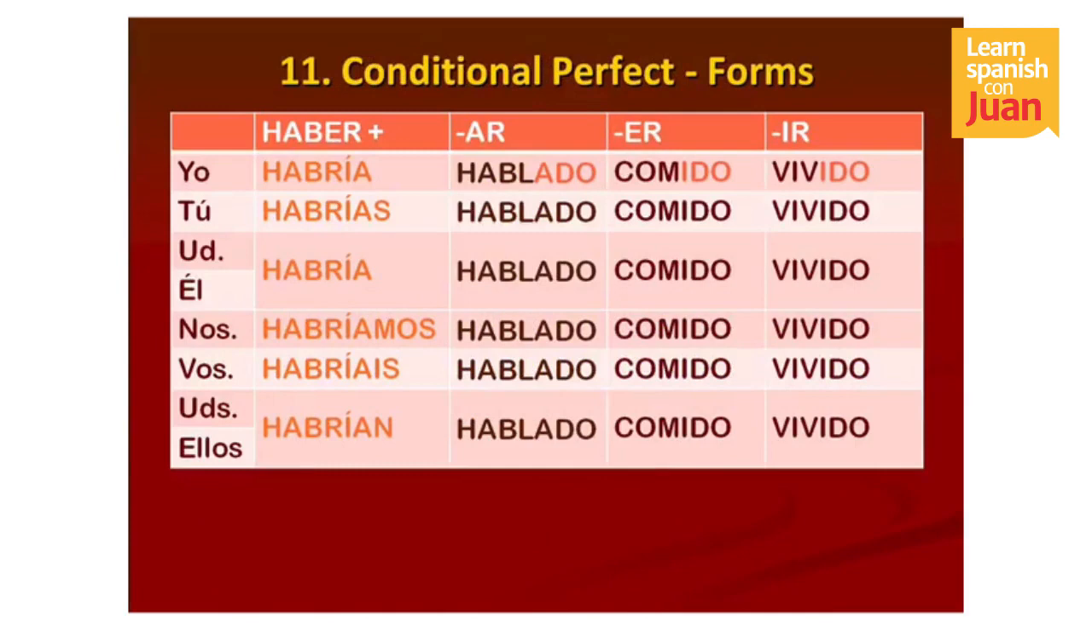done. Notice that when we conjugate haber, our auxiliary verb, we're conjugating that in the conditional, and that it has the same irregular stem as the future perfect. Habría, habrías, habría, habríamos, habríais, habrían, and we're adding, of course, our past participle forms, -ado, -ido forms.